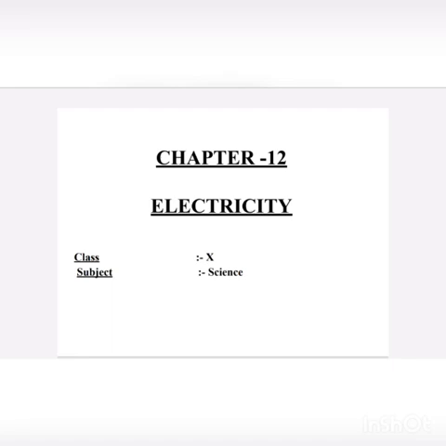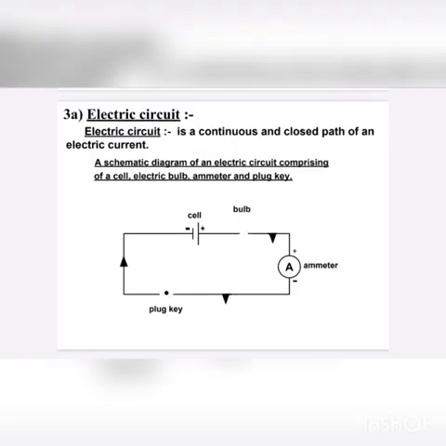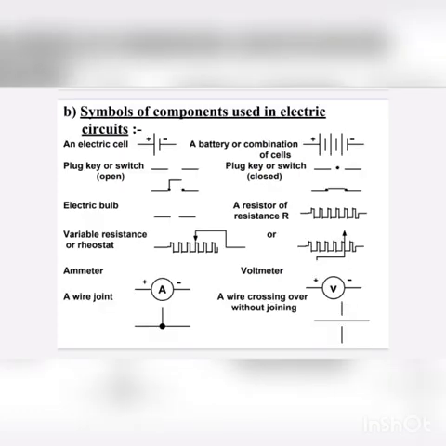So now we'll discuss Ohm's law. Before we discuss Ohm's law, you should know about certain components of the circuit. First, you should know what a circuit is. An electric circuit is a continuous and closed path of an electric current. In other words, the path through which the current flows is known as an electric circuit.